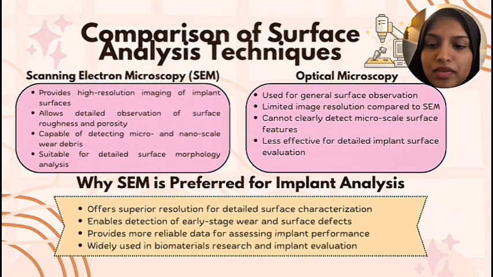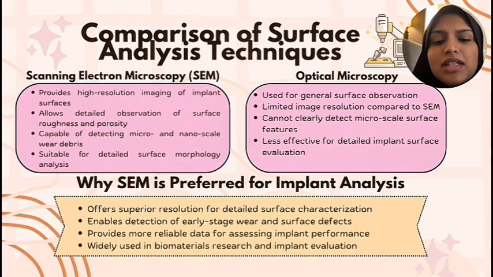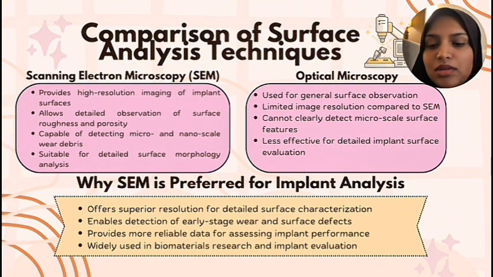Why is SEM preferred? Because it gives us a more detailed and accurate surface information. It allows early detection of surface defects, which helps predict implant failure. Because of this, SEM is widely used in biomaterial research and implant quality control. In short, SEM basically gives us a much clearer and more reliable picture of how safe and effective a hip implant will be inside of the human body.